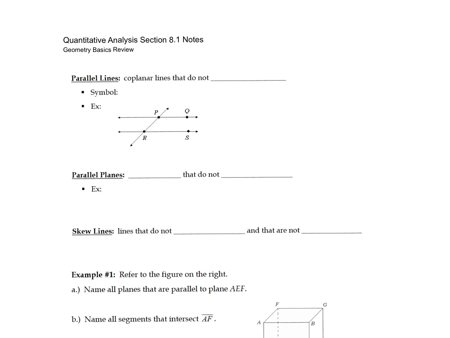So parallel lines are coplanar lines that do not intersect. Coplanar just means they're in the same plane and they don't meet. For example, line PQ, if you recall, we put the little line above it to make it a line, is parallel to line RS. So those are parallel. PQ and RS do not meet. Now PR and PQ meet obviously at P.